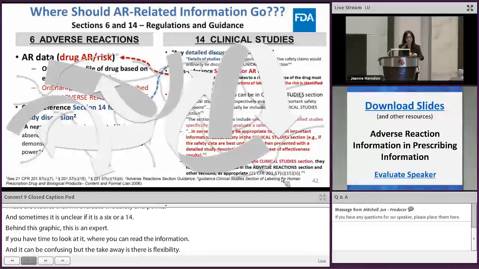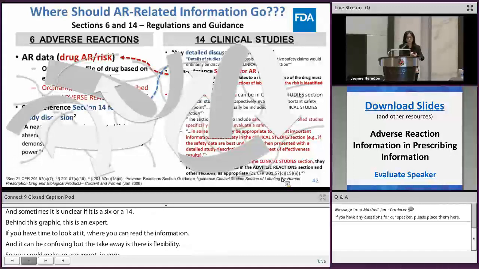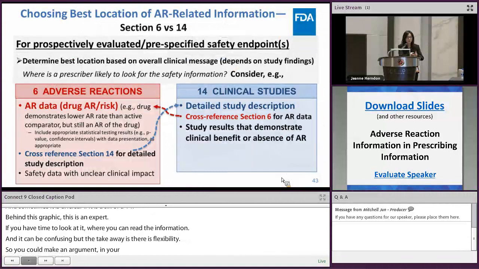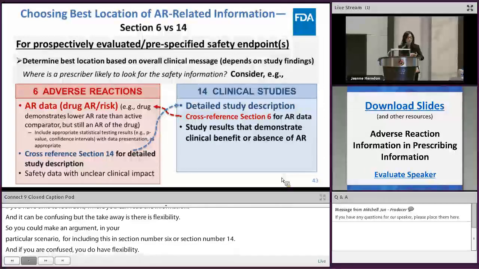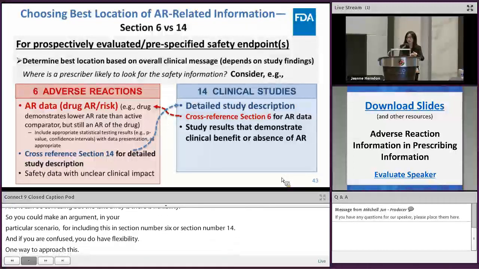But if you're confused, the upside of that is that you have flexibility. And so what's one way that you could consider approaching this? And again, there's flexibility, so this is just one potential approach. You can ask yourself, where is a prescriber likely to look for this safety information? And this is going to be dependent on the study findings.